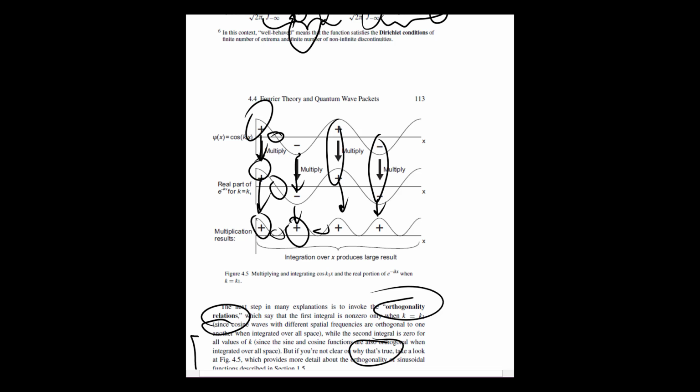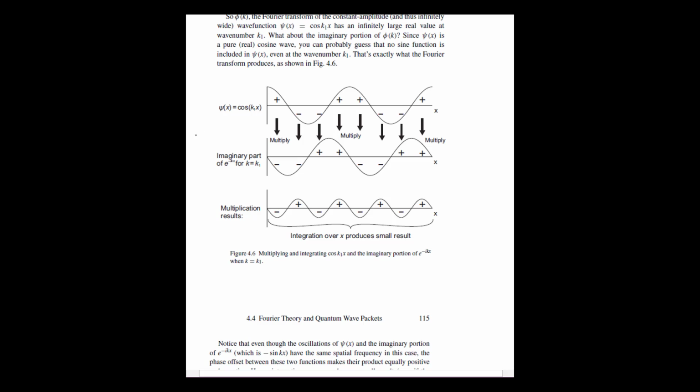So when you integrate this, you're essentially finding the area under this curve, and it's going to be a big number. It's actually going to be infinity if you integrate all the way out to positive infinity and negative infinity. So multiplying psi of x, when it's cosine k1x, by the real part of e to the minus i kx gives a very big number because the positive and negative values match up perfectly, and the result of the multiplication is always positive.